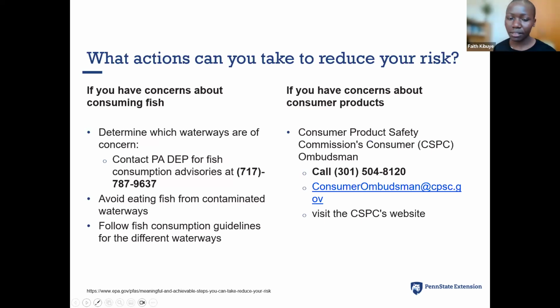But beyond the consumption of fish, if you are concerned about some of the products in the home, so this could be something like carpeting. There's a lot of regulation activity around PFAS right now, but we may have still previously purchased compounds that may contain these products. So if you're trying to find out more about the products that you have in the home and the ability to expose you to PFAS, there is a number. It's called the Consumer Product Safety Commission's ombudsman number that you can reach out to and ask more about it. The number is on the slide here.